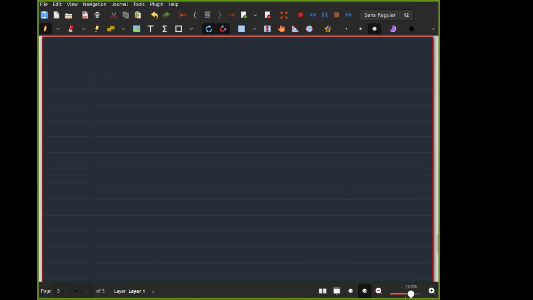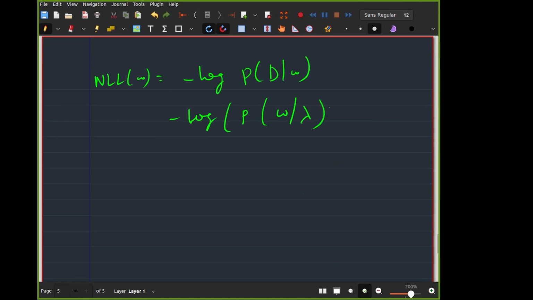And if I add a bit, my negative log likelihood of W in the case of Lasso regression will be just minus log of P of the dataset given W minus log of P of W given lambda. And we just saw this thing, right? This was my Laplace distribution with mu equal to 0 and B equal to 1 by lambda.